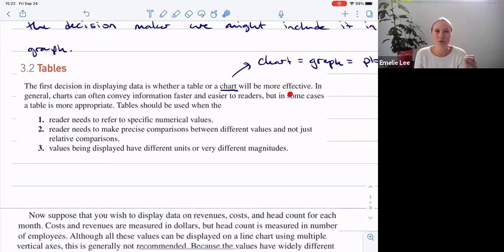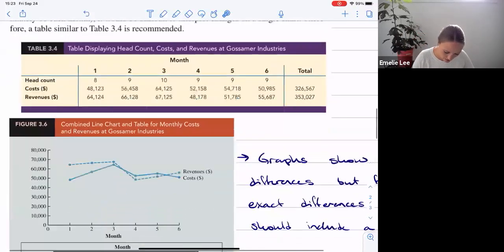But the key thing to remember is which one is more effective, right? And which one is more effective depends on what you need to be talking about. How do they compare, or what's the actual difference? That depends. So in general, charts can often convey information faster and easier to the readers, right? We can quickly look at that graph and have a good understanding of what's going on, whereas if I only gave you the table, that would take some work.